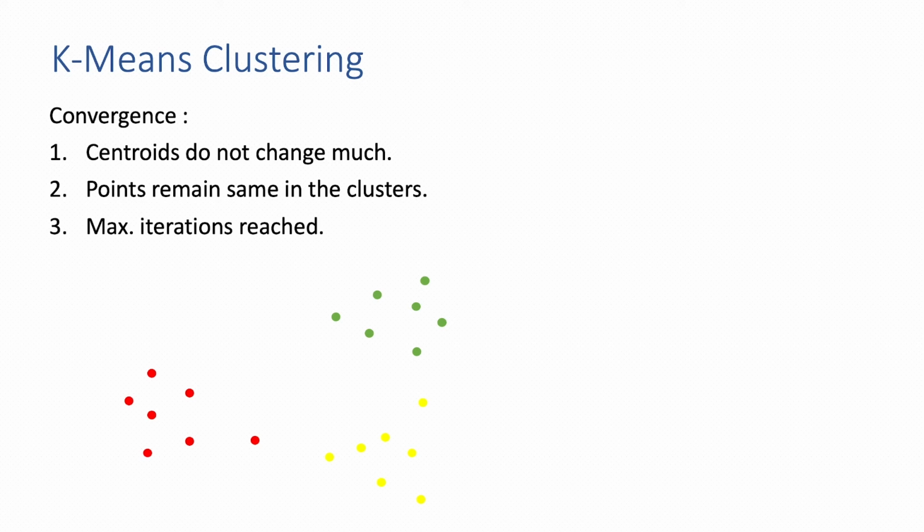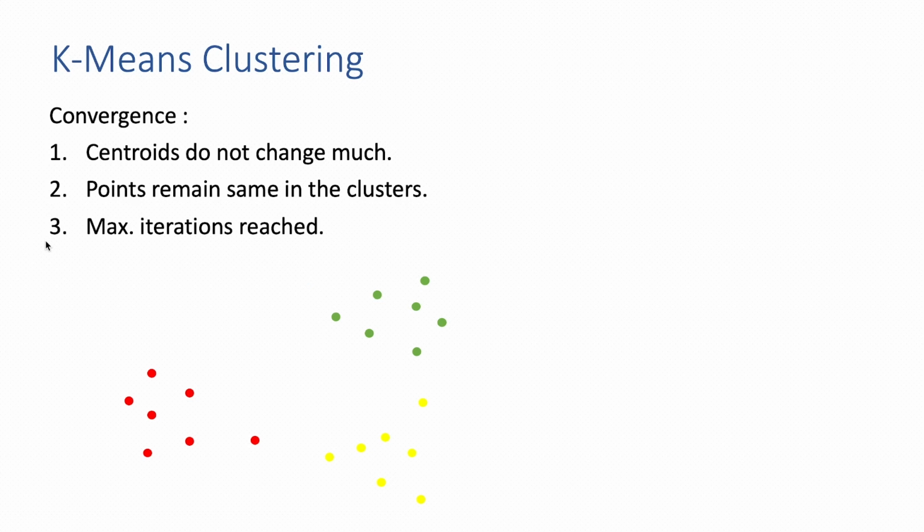So what is the convergence criteria here? When the centroids do not change much, iteration after iteration. So you observe that the centroids are not moving in any direction. They are staying where they were in the previous iteration. That's a point of convergence. Or the points remain the same in the clusters. So I'm not adding any new data points to this cluster, not excluding any of the existing data points from the cluster. Then also it is said that we have reached convergence. Or the maximum iterations that we have set is reached. When any of these criteria is met, we call it a convergence. Then we stop the iterative process.